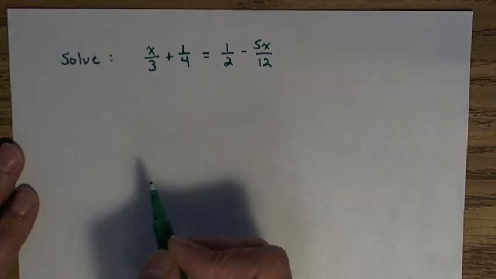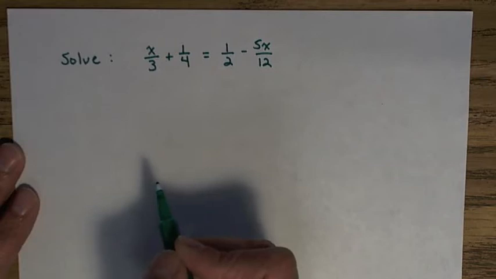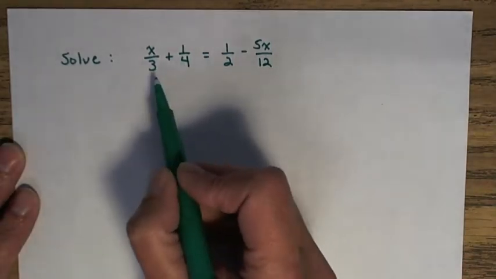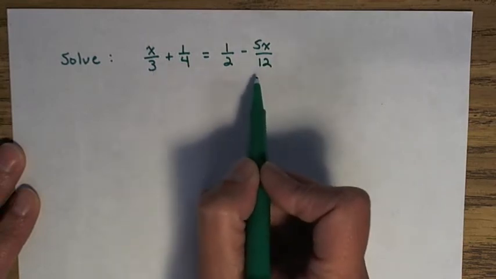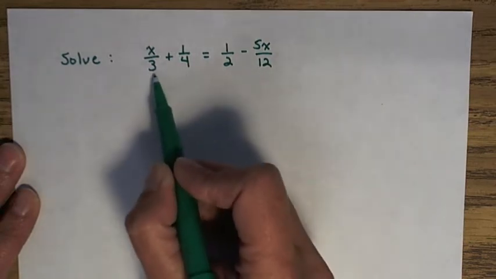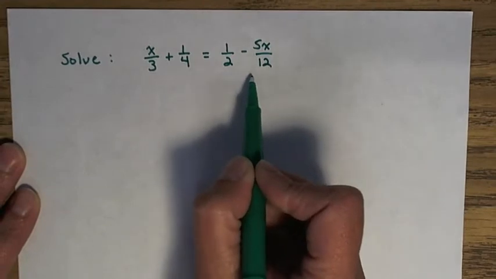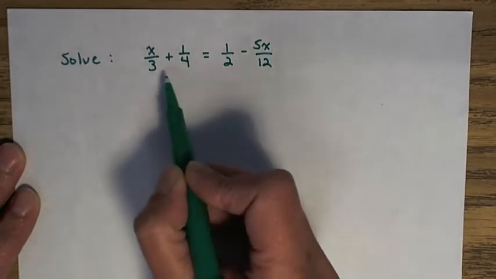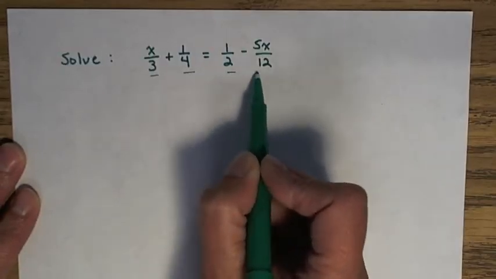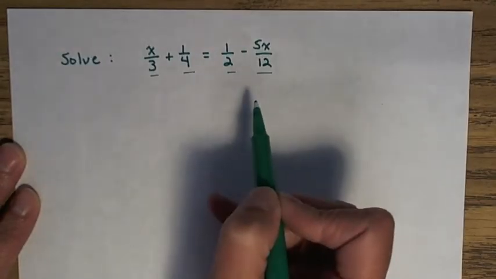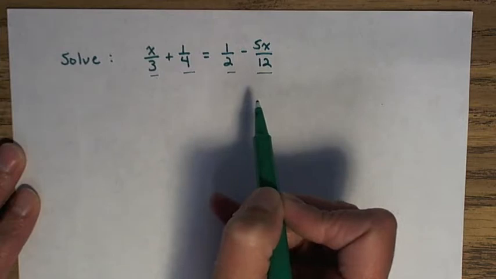Hello, today I want to review the process of solving a linear equation involving fractions. Now the process I want to use to do this is the technique of eliminating the fractions from the equation. So the first thing we want to do is look at all of the denominators that we have here, and we want to look for a common denominator of these four values.